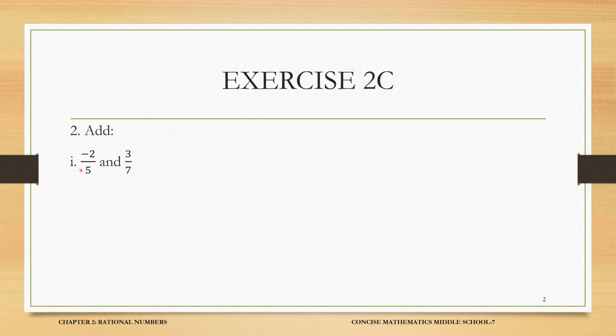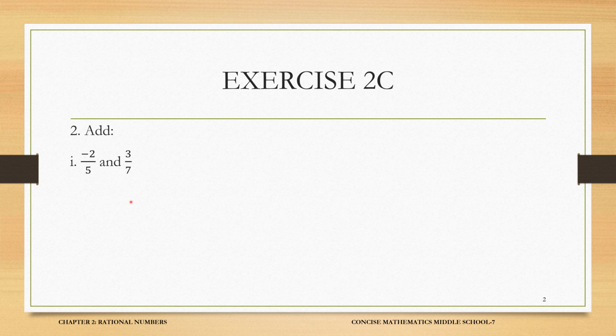Look here carefully. In each rational number, the denominators are different. That is, in the first rational number it is 5 and in the second rational number the denominator is 7. So here both are different, right? If the denominators are equal, you can add the numerators directly without any change. But when the denominators are different, you need to make them equal.